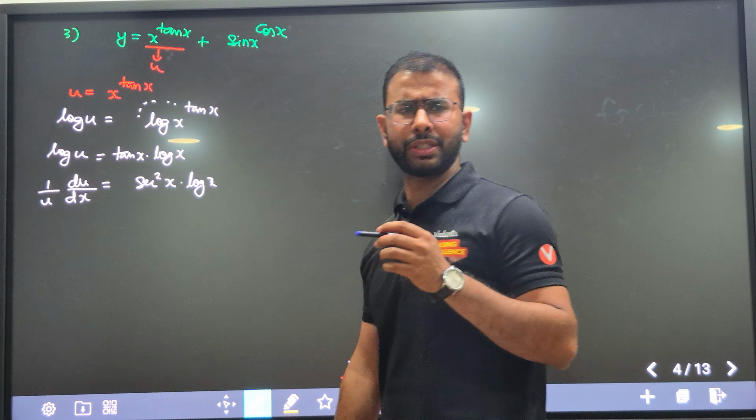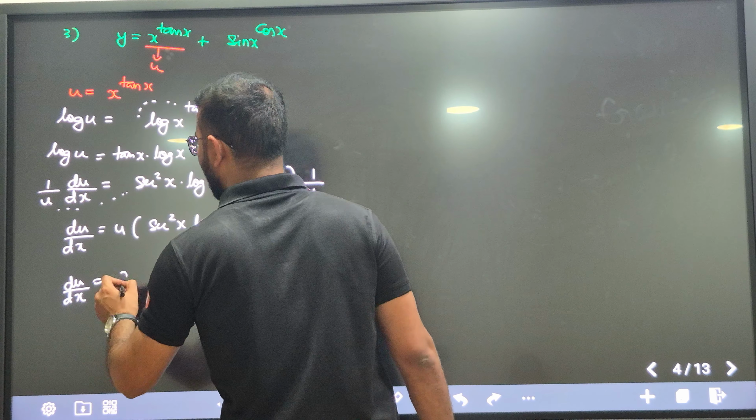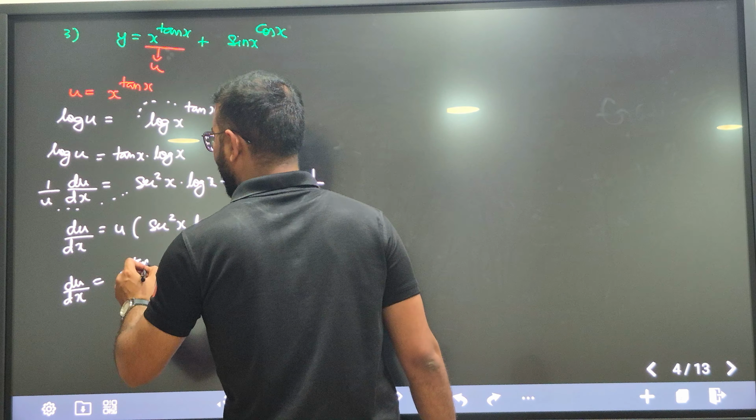X, please don't cancel. Okay, so now you will take u here. So what is the value of du by dx? U into sec square x log x plus 10x by x. So from here we'll write du by dx. What is the value of u, guys? x power 10x sec square x log x plus. So this part is sorted out. Done? Okay. Now let's see the second part.